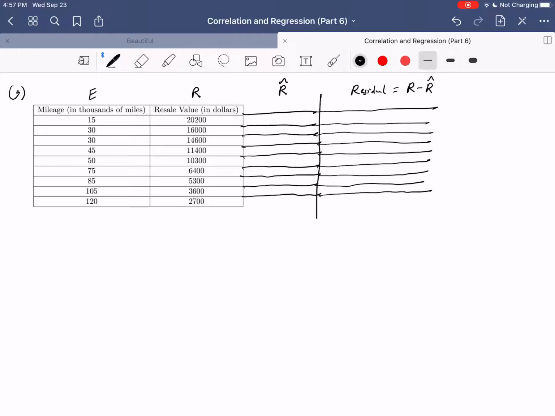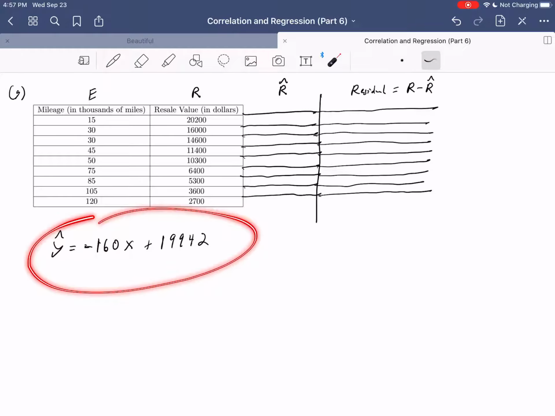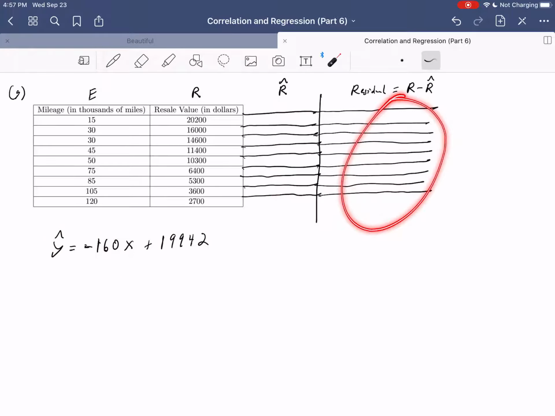All right, so let's go ahead and do that. There's the explanatory, there's the response. We need to get the predicted responses and we need to get the residuals. How do we get these predicted responses? Well, remember, the predicted response is based on our LSR, which is y equals negative 160x plus 19942. So what we're going to do is take each of these explanatory values, plug them in for x, calculate the predicted response, fill those in here, and then calculate the residuals here.